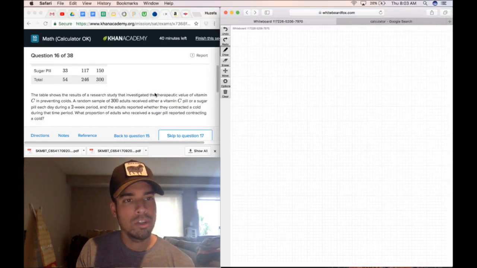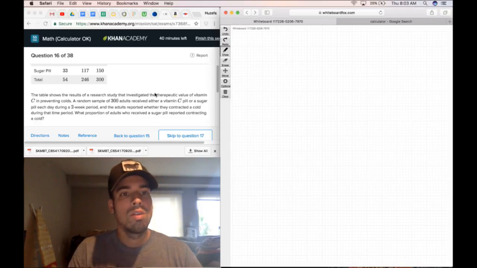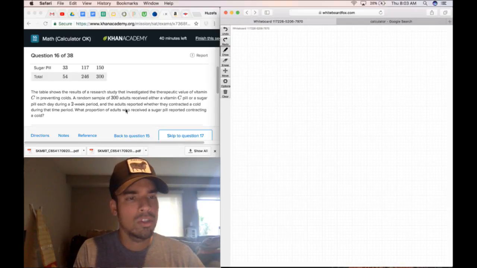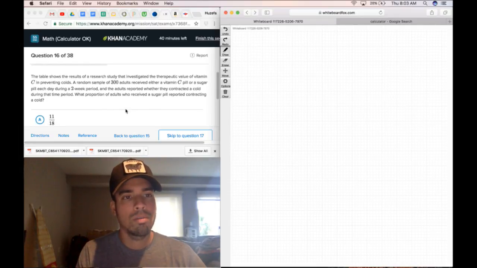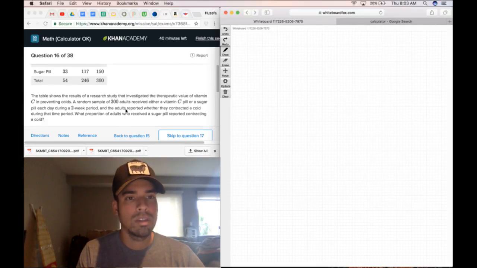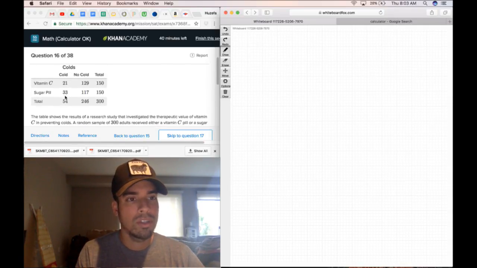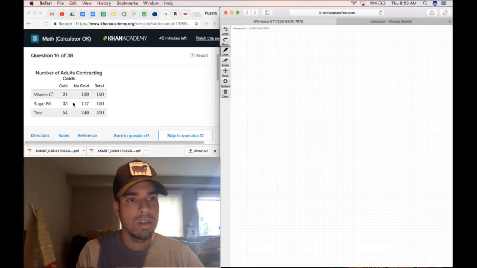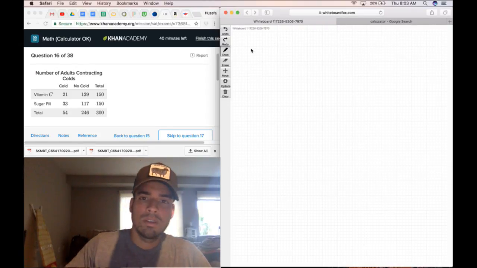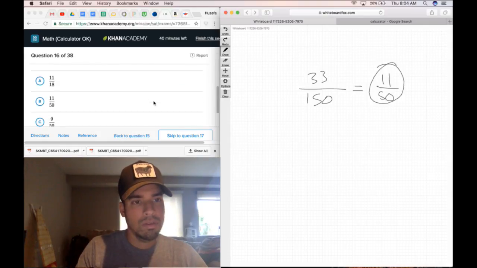The table shows the results of a research study that investigated therapeutic value of vitamin C in preventing colds. A random sample of 300 adults received either vitamin C pill or sugar pill each day, and the adults reported whether they contracted a cold. What proportion of adults who received a sugar pill reported contracting a cold? What percentage did it say? Oh, what proportion? It's a proportion of adults who received a sugar pill. So it's 33 out of 150. That's it. We could simplify this by dividing both by 3, and it's 11 out of 50. If that's what they're showing it as. Yep.